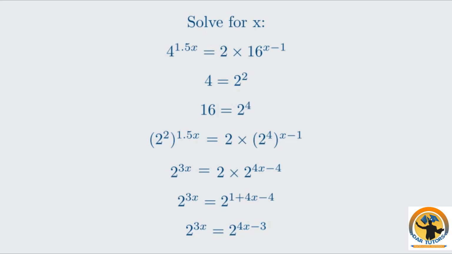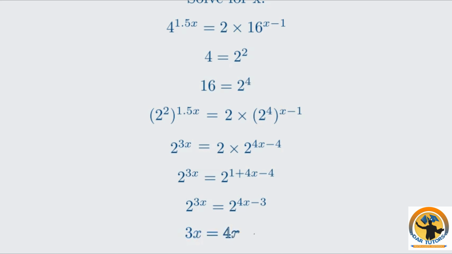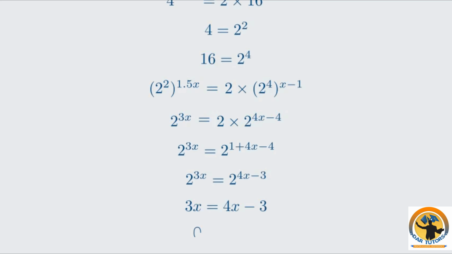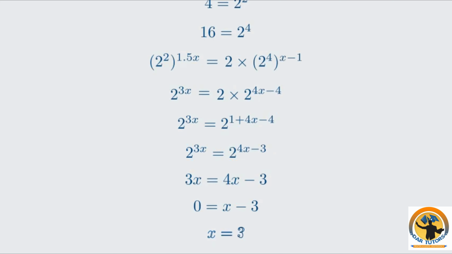Since the bases are the same, we can equate the exponents. We have 3x equals 4x minus 3. Subtracting 3x from both sides gives us 0 equals x minus 3. Adding 3 to both sides, we find that x equals 3.